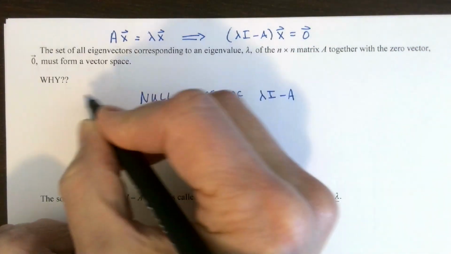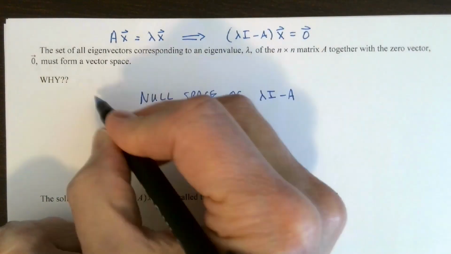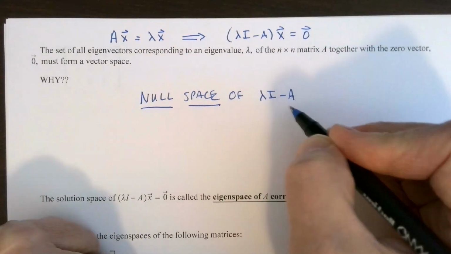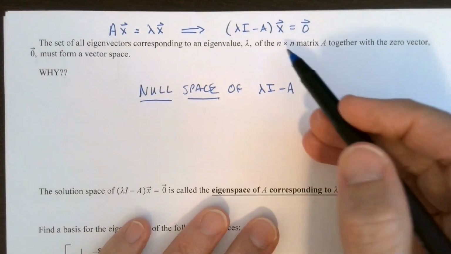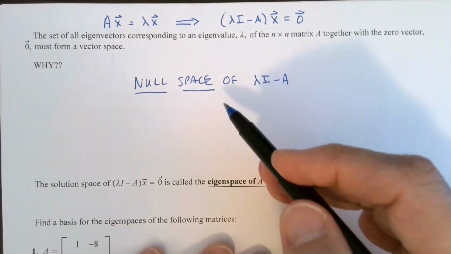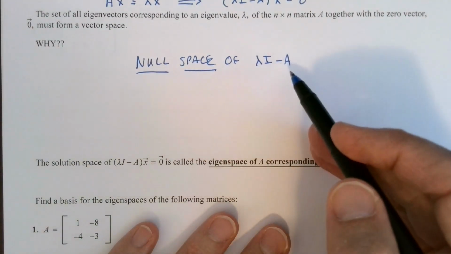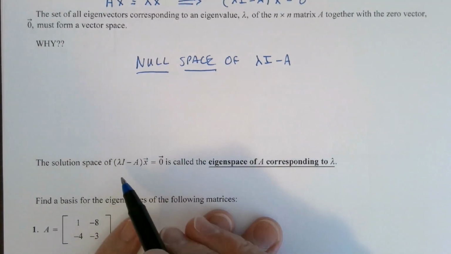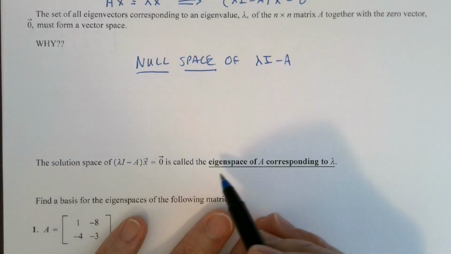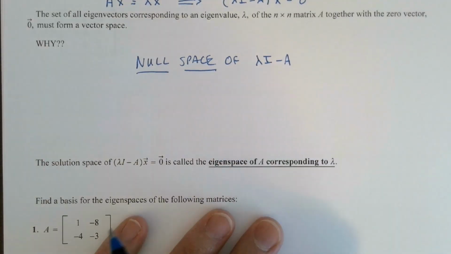So that's the reason why they form a vector space: they are exactly the null space of lambda I minus A. And so the set of all eigenvectors together with the 0 vector form a vector space. So we need to give it a name. It's the null space of lambda I minus A. We could call it that, but we want a better name. And so here it is: the solution space of lambda I minus A times x equals 0 is called the eigenspace of A corresponding to lambda. So that's a pretty cool name, huh? Eigenspace. See, we're learning all sorts of neat words we can impress our friends with.